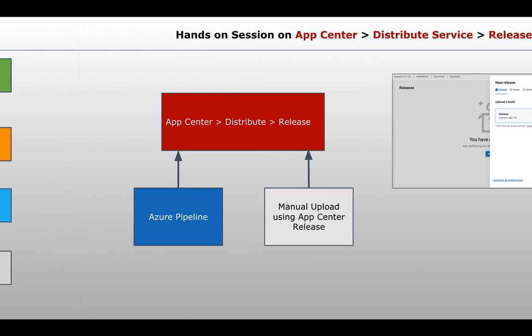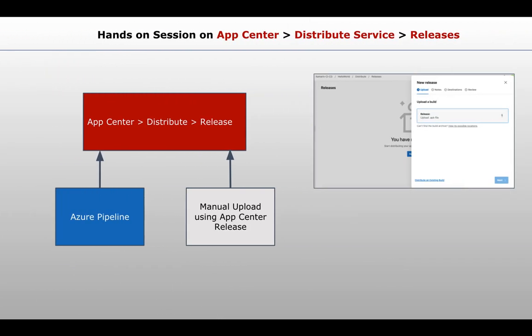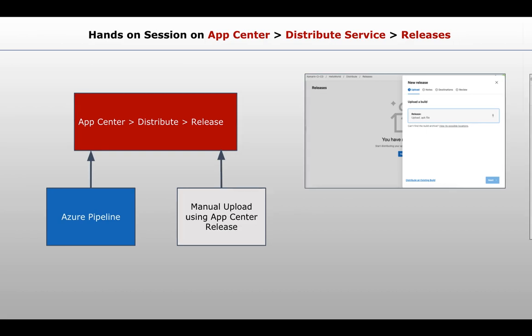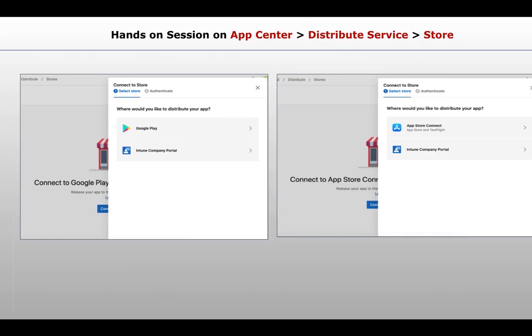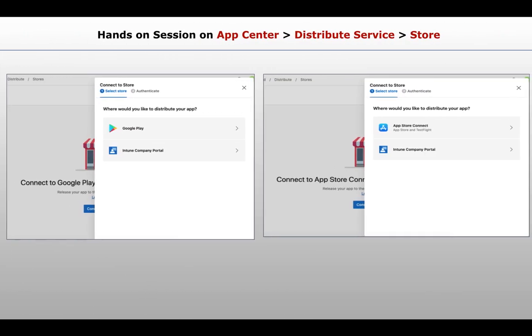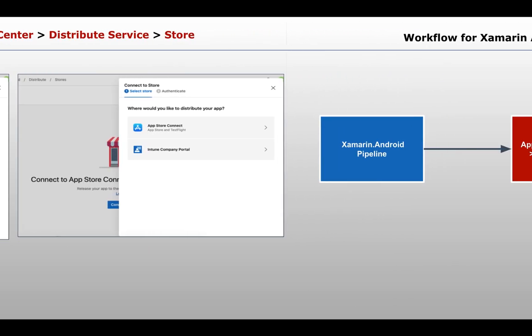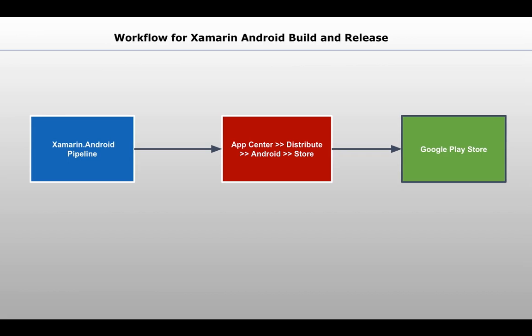Then we will see how the distribute App Center service works. We'll publish manually there, and then we will upload the build from Azure Pipeline to App Center. Similarly, for the Xamarin iOS app, we will push the build to the App Store with the help of App Center. And we will see all these things.